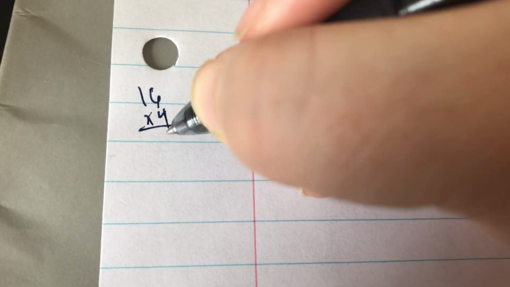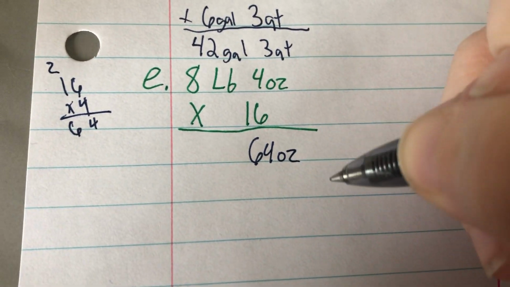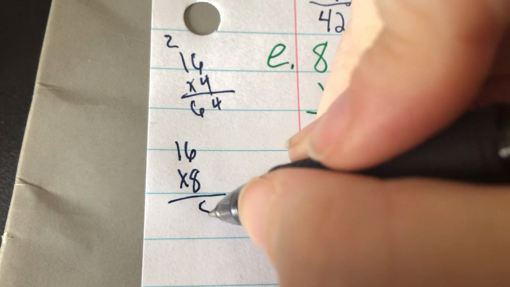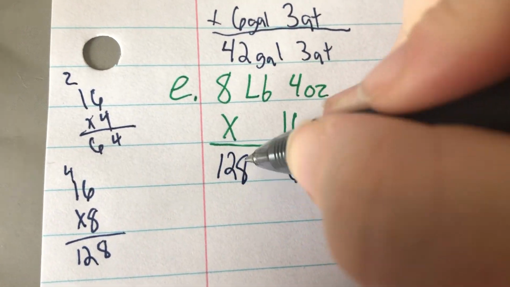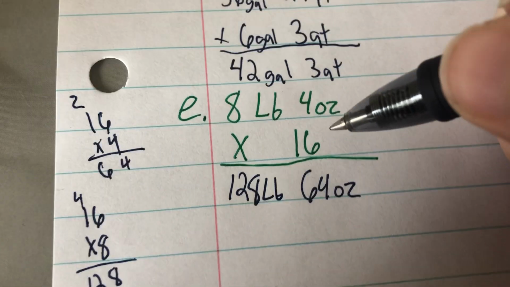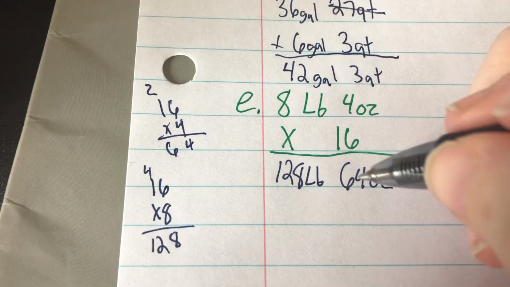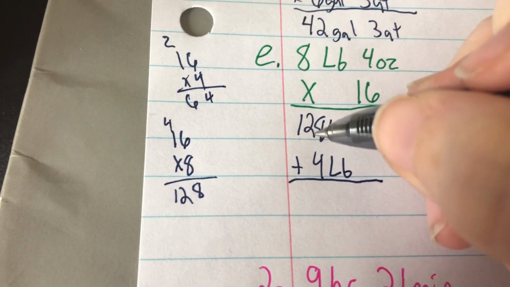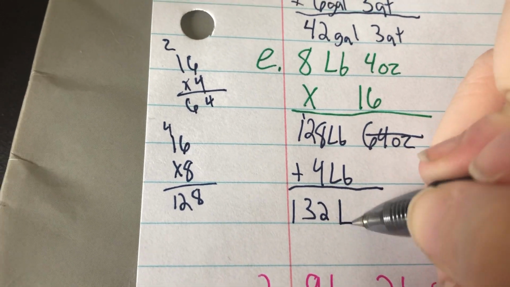8 pounds, 4 ounces times 16. 16 times 4. 4 times 6 is 24. 4 times 1 is 4, 5, 6. So we have 64 ounces. Now we do pounds. So 16 times 8. 6 times 8 is 48. 8 times 1 is 8, 9, 10, 11, 12. 128 pounds. There are 16 ounces in 1 pound, so we would divide 64 by 16. We've kind of already done the reverse of that, so we should know that 64 ounces equals 4 pounds. Add that up. 8 plus 4 is 12. 2 plus 1 is 3. 1 plus nothing is 1. 132 pounds.